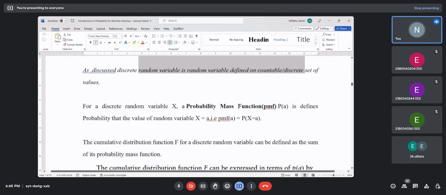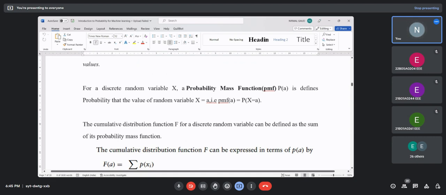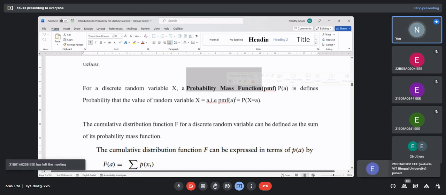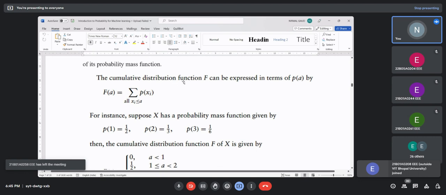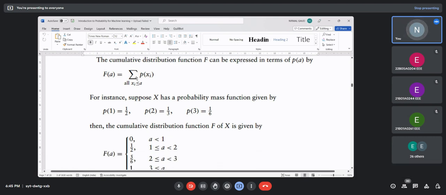Countable or discrete set of values. That's what I'm talking about. So for a discrete random variable, I need to consider the probability mass function, PMF. And if I apply the cumulative distribution function over this PMF, it is defined by a summation of all x_i less than or equal to a of p(x_i).